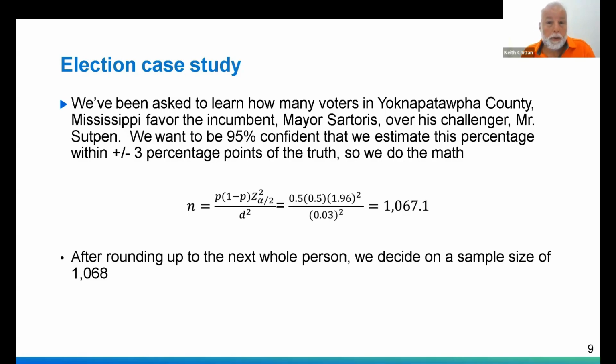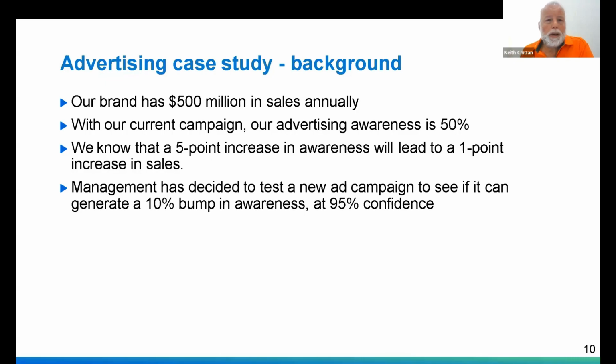So next year, when you start seeing all the political polls out there and they talk about their samples being plus or minus 3%, this is why, because they did this formula. Hopefully that's clear enough. That should just be a bit of review. So let's go on to another case study here.